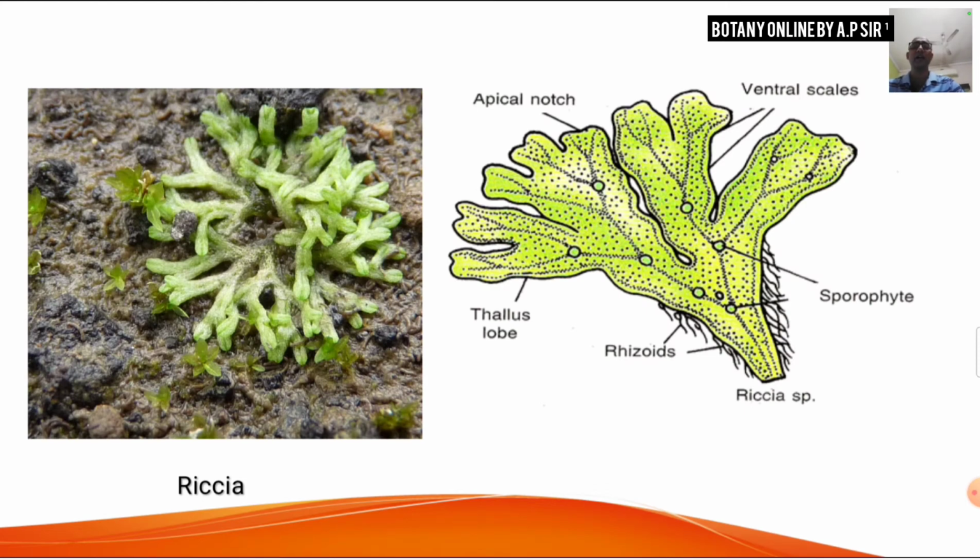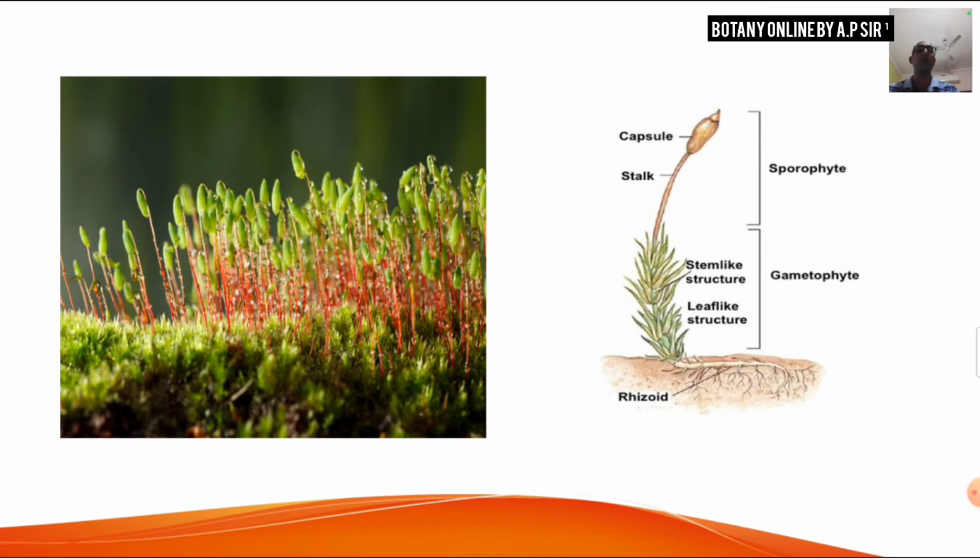Now, let us come to the general characters of bryophytes. First, see how the bryophytes look. You must have seen this particular structure. It is called Riccia. You have seen it in moist and sandy places. It is an example of liverworts, remember it. Got it? So, another one is your moss.